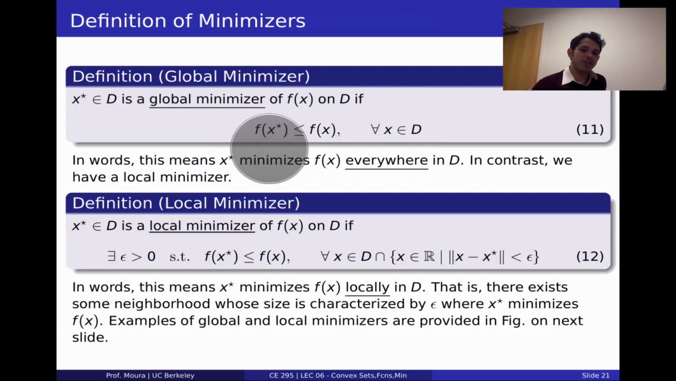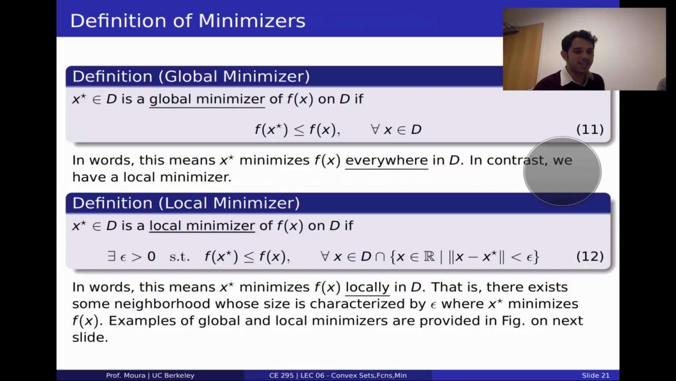set D. In other words, Nate, you give me an x star, and I test every other x that exists in D, and when I put that into f, I can't find another x that is better. It may be equivalently good, but it's not better. So, in other words, x star minimizes f of x everywhere in D. This is why we call it a global minimizer. It's global over D. In contrast to that, we have a local minimizer.